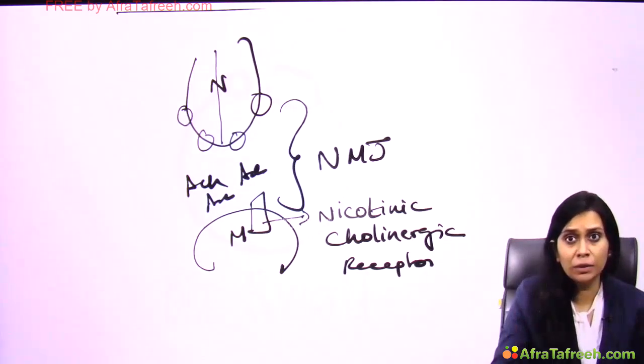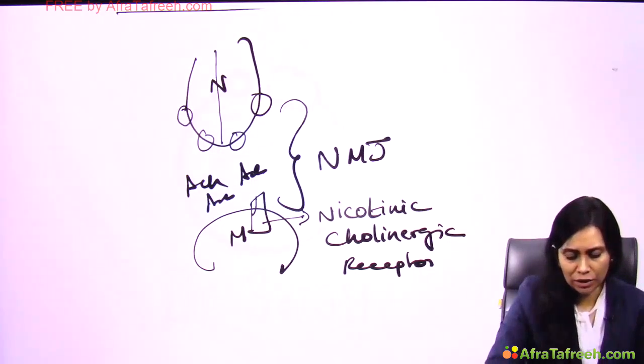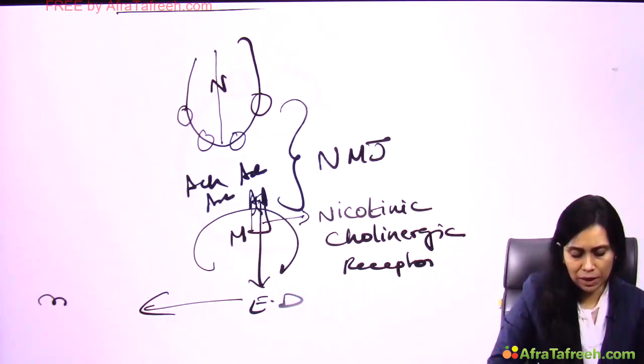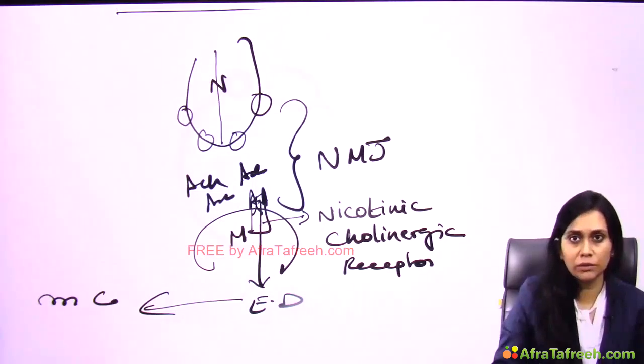Now this receptor has 5 subunits: 2 alpha, epsilon, gamma, delta. But our concern is the alpha subunits. Acetylcholine attaches to both the alpha subunits and causes electrical depolarization in the receptor, and as a result of electrical depolarization, we have a mechanical muscle contraction.